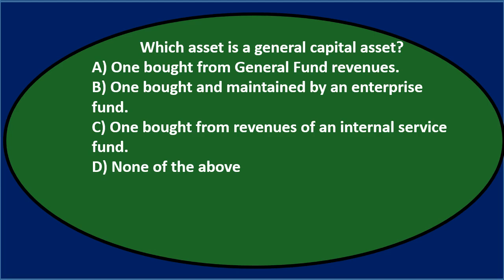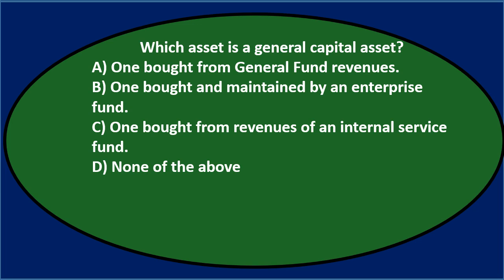In this presentation, we will work multiple choice questions related to governmental accounting, going through those questions and then practicing test-taking skills with them. First question, which asset is a general capital asset? Either A, one bought from general fund revenues, B, one bought and maintained by an enterprise fund, C, one bought from revenues of an internal service fund, or D, none of the above.